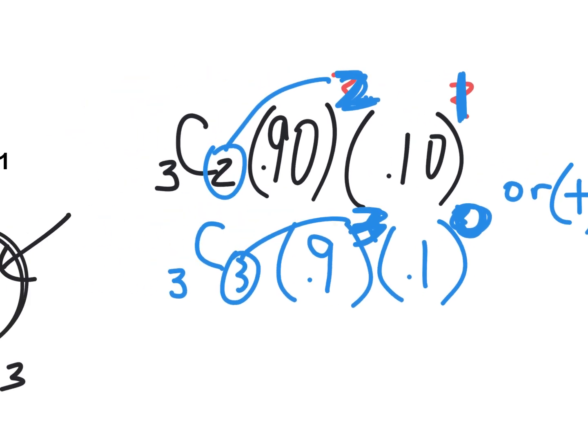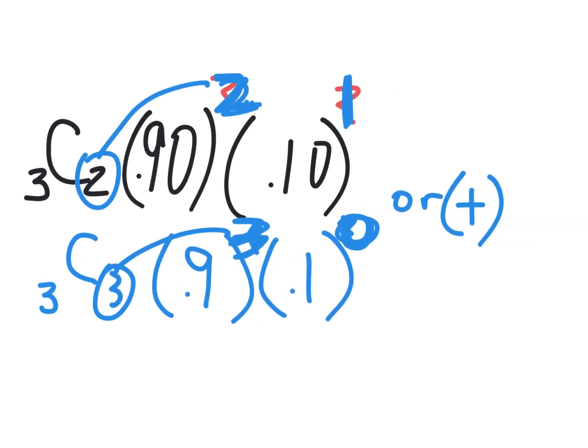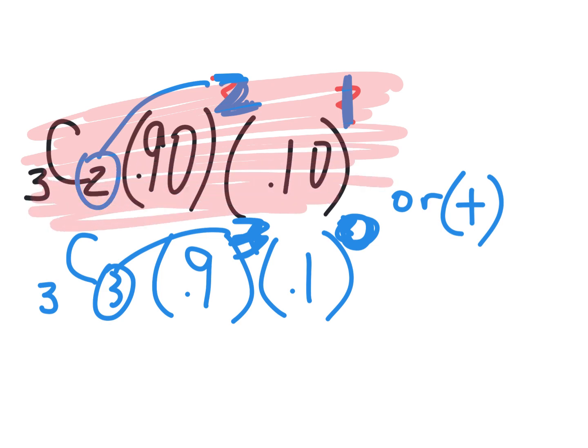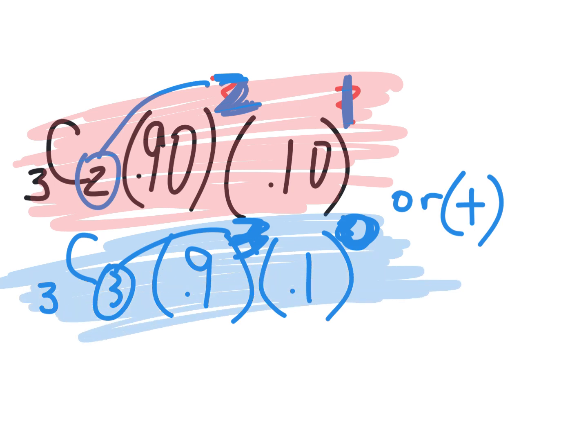So you would get one answer for this, and another answer for this. And the probability of at least 2 out of 3 would be that or that. So you'd add those 2 together. And what did you get for a final answer?